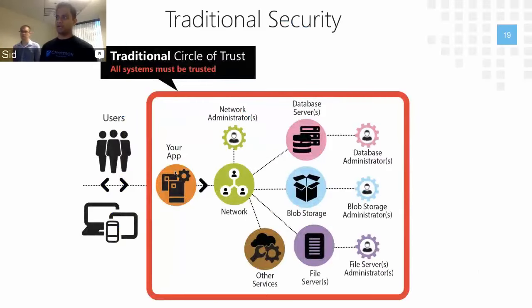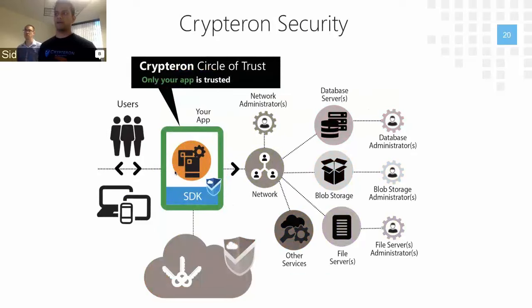Essentially, if you deploy something in the cloud, you have to trust your app, your network, your blob storage, your database servers, your database admins, and your circle of trust just keeps expanding and expanding. This is unsustainable in the cloud. So what we do is take an application architecture which looks like this, where you have to trust a lot of different systems, and we convert it to something much smaller and tighter that you can control.